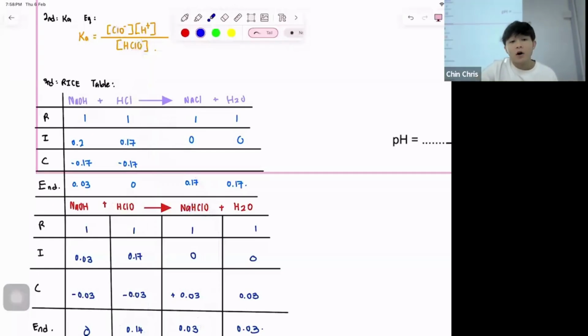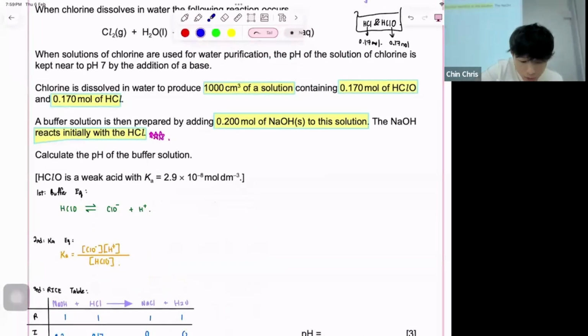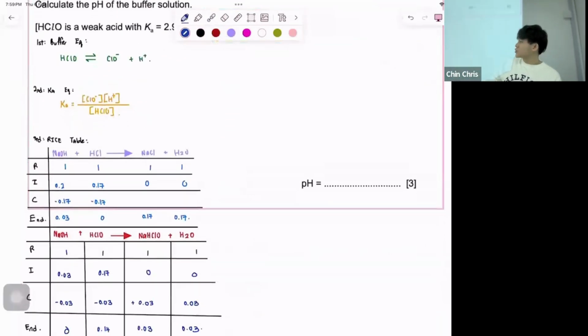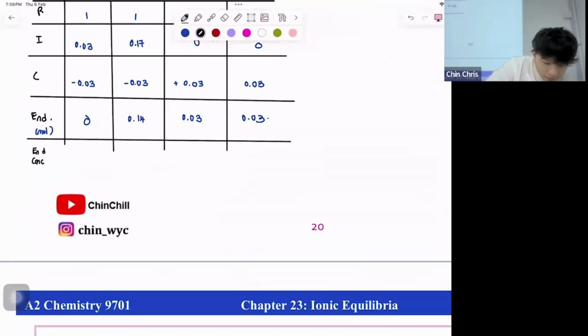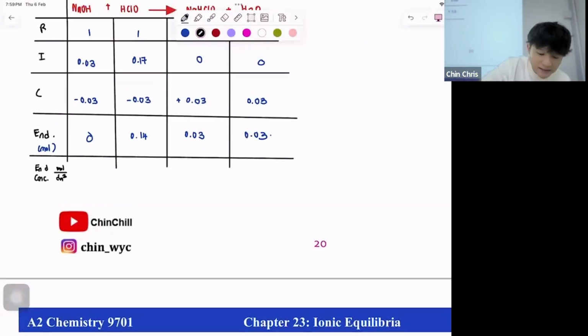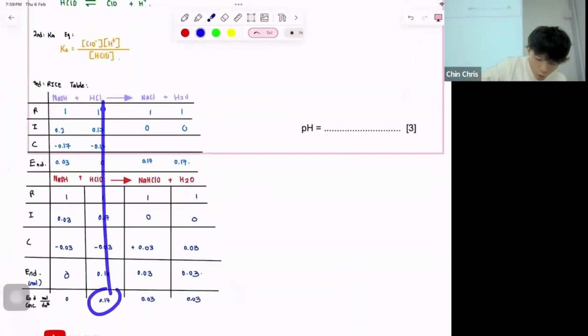All right, guys. Now, you see, they say it's 1000 cm cube. It's just 1 dm cube. It's quite fun for you. Because you do not need to change the concentration, because this is mole. For concentration, it's mole divided by dm cube, right? So it's divided by 1. It's basically the same value, right? So guys, what you need to do, you just have to sub this into your equation.